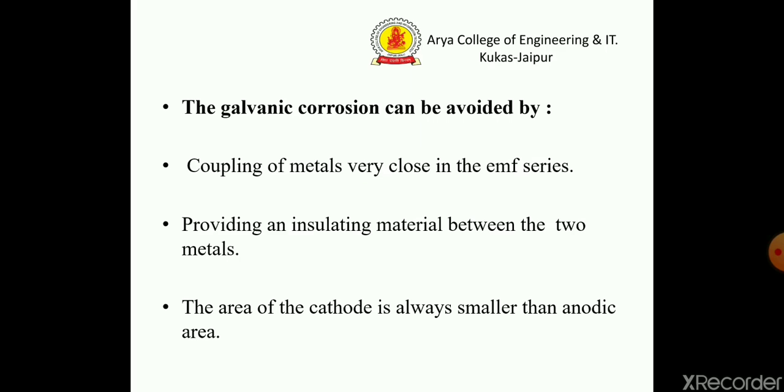Galvanic corrosion can be avoided by, first, coupling of metals very close in the EMF series. Second, providing insulating material between the two metals. Third, the area of the cathode should always be smaller than the anodic area.